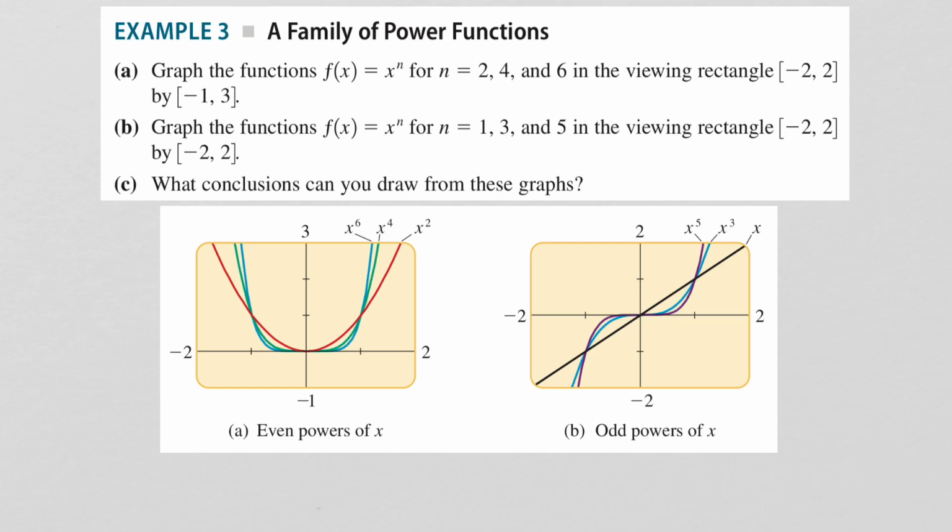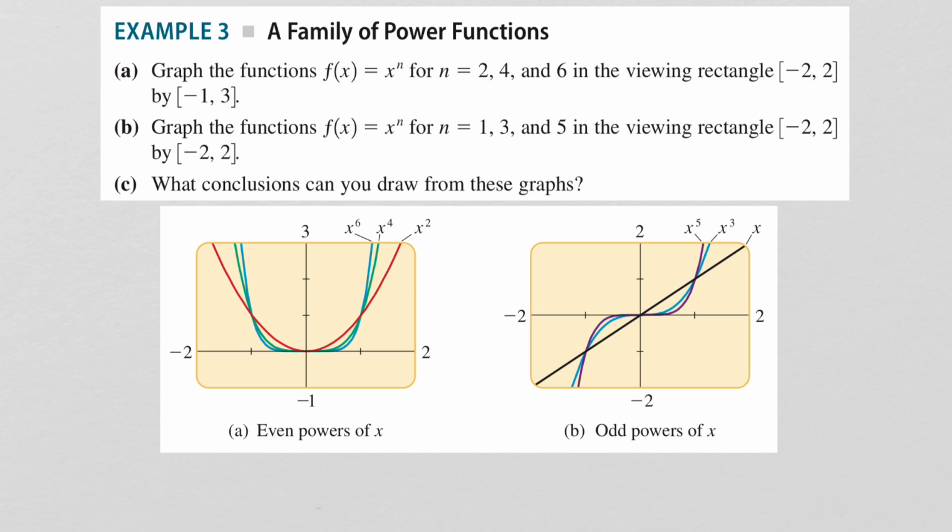Next, we have the power function. The power function refers to the function f of x equals x to the n power. So what we want to do here is take a look at the power function for n equals 2, n equals 4, and n equals 6. In other words, we're graphing x squared, x to the 4th, and x to the 6th. And we'll do that in the viewing rectangle from x equals negative 2 to positive 2, and from y equals negative 1 to positive 3.